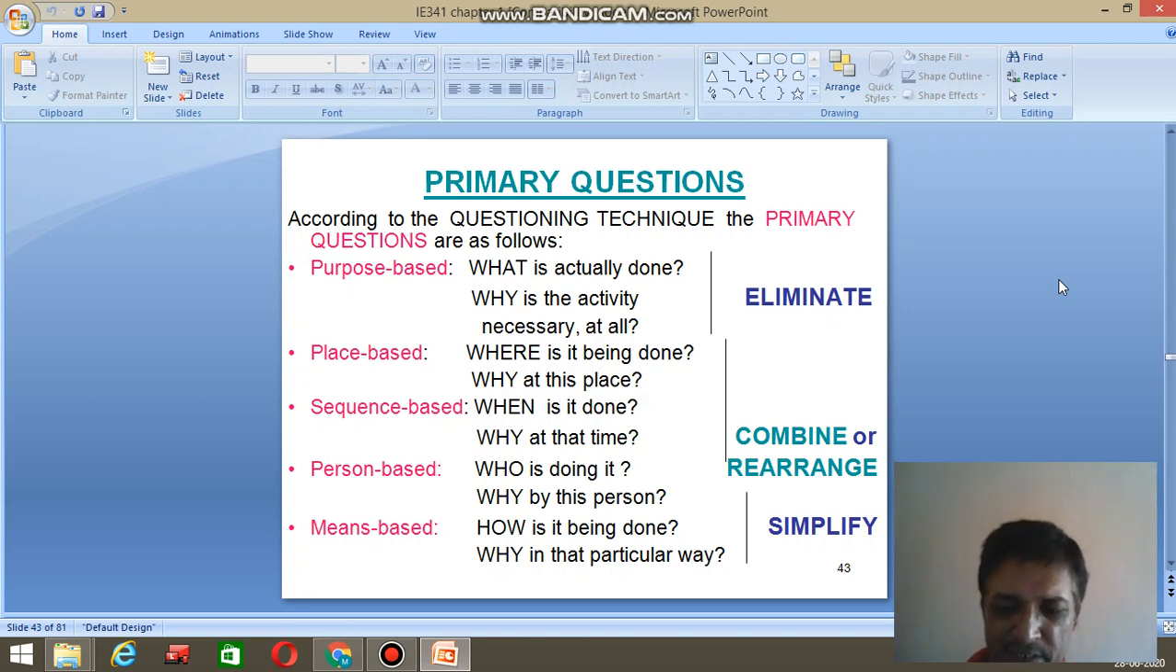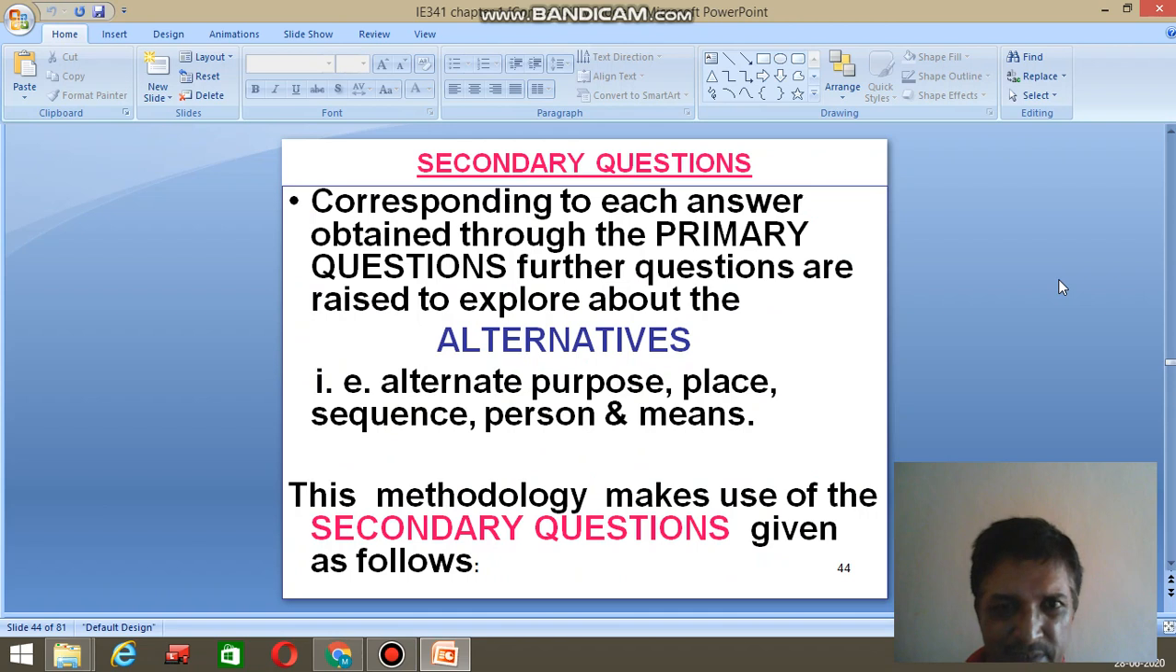That way we ask the questions, and then we find whether it is possible to eliminate, rearrange, or reorganize the various activities. The secondary questions correspond to each answer obtained through the primary questions. Further questions are raised to explore alternatives, that is, the alternative purpose, place, sequence, persons and means. This methodology makes us use the secondary questions given as follows.